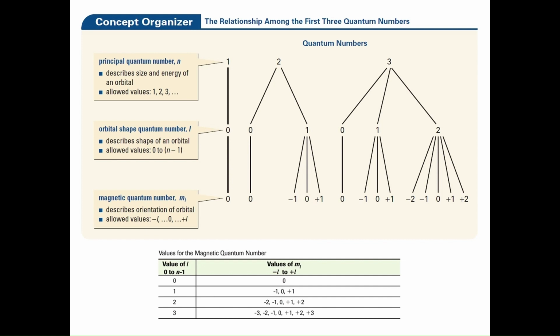For energy level 1, you can have one specific type of orbital shape, the S shape, represented by L equals 0. And that S shape only has one orientation, i.e. it only has one orbital, the ML equals 0. So for energy level 1, you can only have one orbital. But for energy level 2, you have 2 types of orbital shapes, S and P. For the S type, again, you only have one orbital. But for the P type, you have 3 orbitals, -1, 0, and +1.